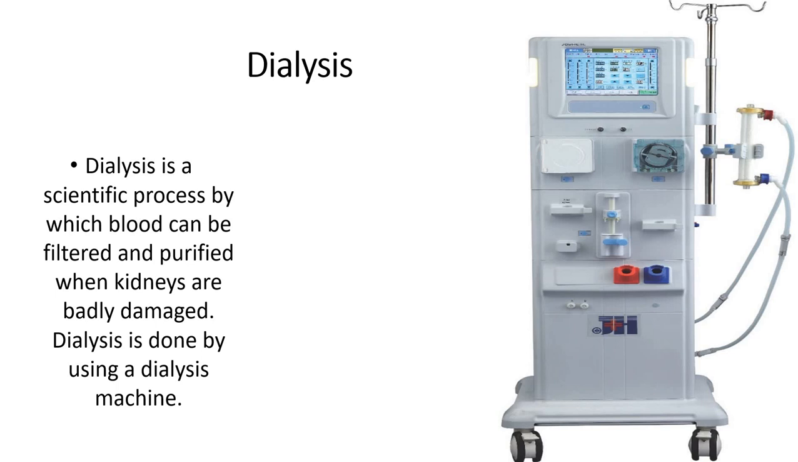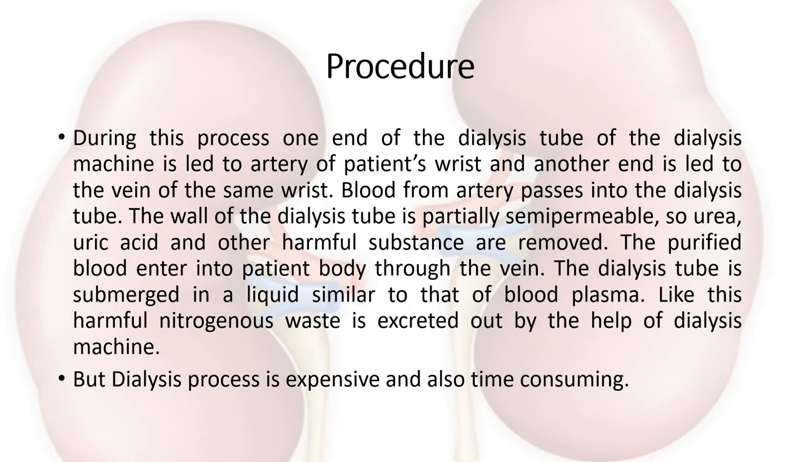Okay, now we are going to learn about dialysis. Dialysis is a scientific process by which blood can be filtered and purified. When our kidneys are badly damaged, dialysis is done, and it is done by using a machine called a dialysis machine. If you look properly at this slide, we have given a picture of a dialysis machine, by which we can remove the waste products from our body artificially.